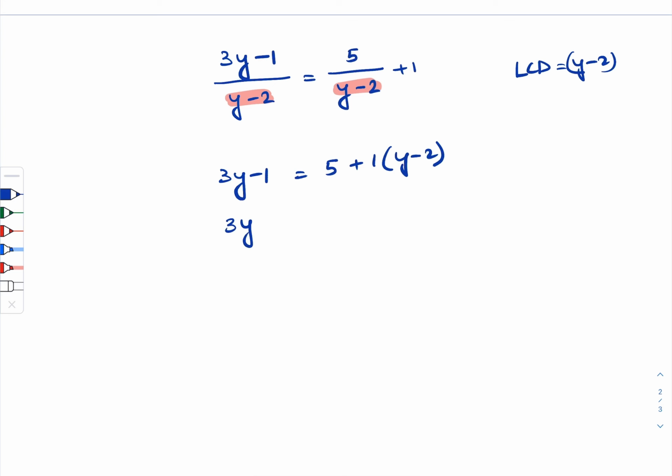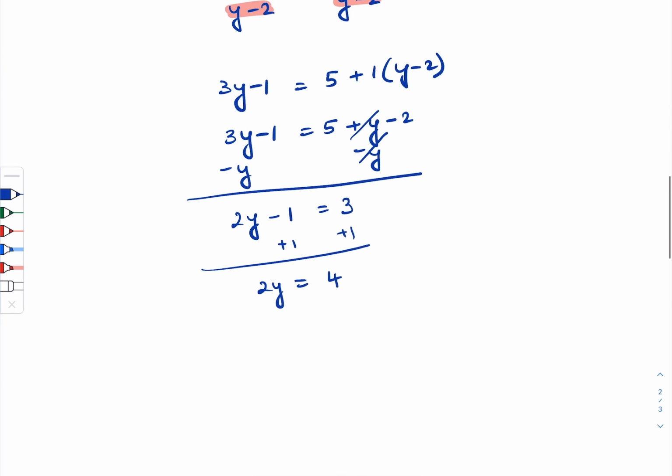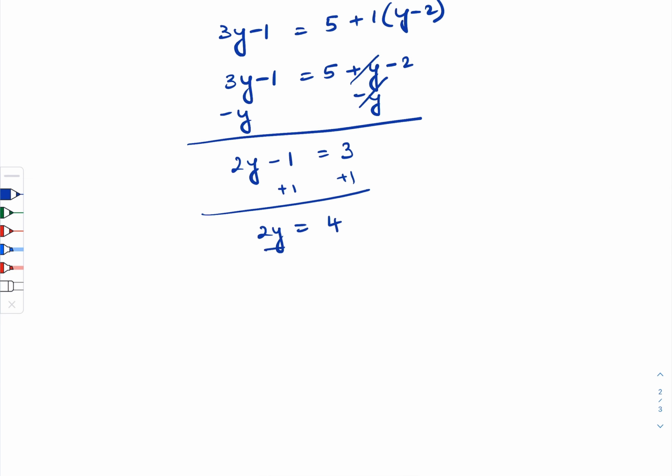Okay, now let's simplify. So 3y minus 1 is equal to 5 plus y minus 2. Let's go ahead and combine the y's. So we get 2y minus 1 is equal to 5 minus 2 is 3, right? Let's add 1 to both sides. So we get 2y is equal to 4. And then to isolate the y, we divide by 2. So y is equal to 2. And there you have it. Hopefully that made sense. Thank you for watching.